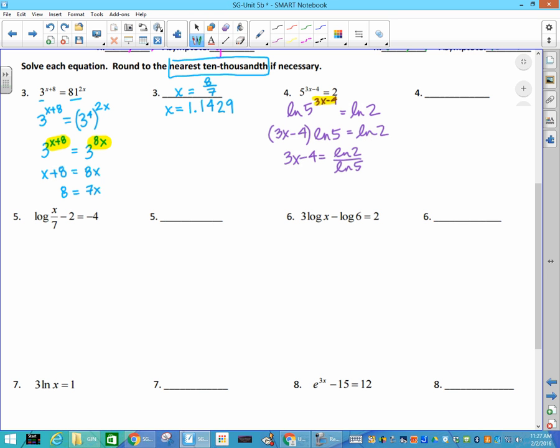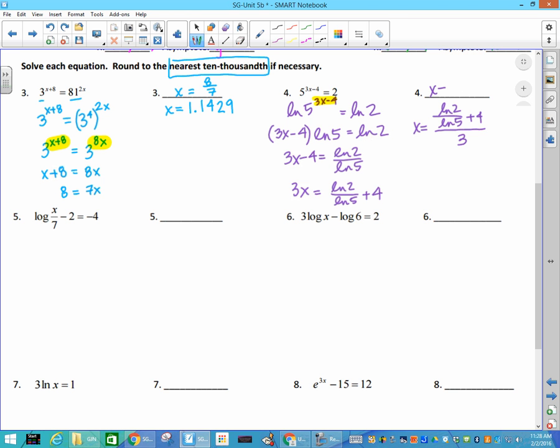To move the 4 over, I'm going to add. So 3x equals ln of 2 over ln of 5 plus 4. And then to continue solving that, I would divide by 3. You can write it like this: ln of 2 over ln of 5 plus 4, divided by 3. Really, if you have something like this, I would prefer that you go ahead and give me the decimal number.